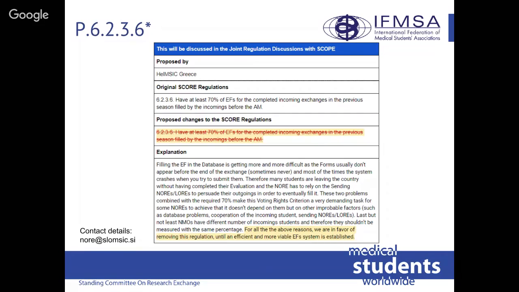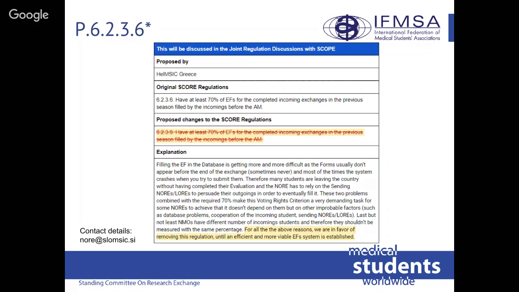In the explanation, it says, filling the EF in a database is getting more and more difficult as the forms usually don't appear before the end of the exchange, sometimes never. And most of the times, the system crashes when you try to submit them. Therefore, many students are leaving the country without having completed their evaluation form, and the NORI has to rely on the sending NORIs and LORIs to persuade their outgoings in order to eventually fill it.